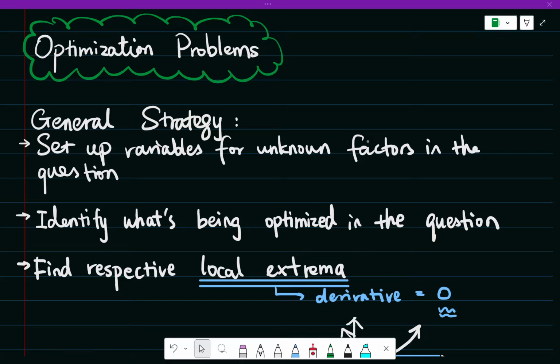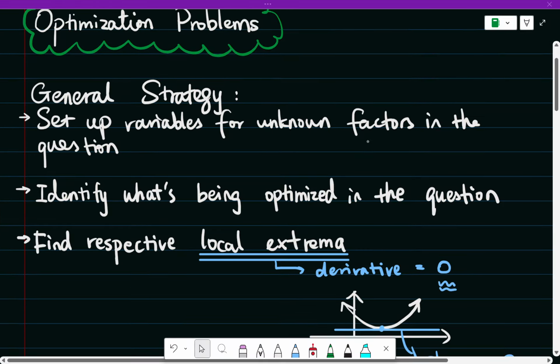So the general strategy for optimization problems is to set up variables for unknown factors in the question, and then we need to identify what's being optimized in the question. It could be a function, or it could be a single variable. And then we need to find respective local extrema for certain functions that are represented in the stem of the question. And the key for doing so is to find when the derivative of the function that we're trying to look for local extrema is equal to 0.